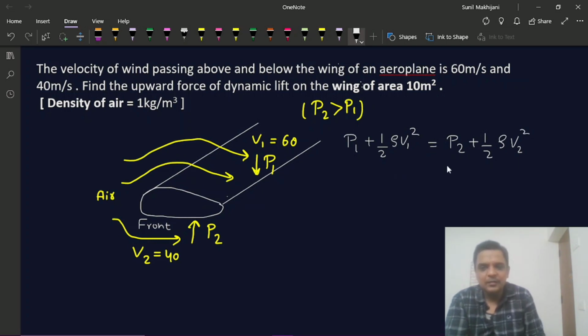Now, from this, as I said, P2 will be greater than P1. The side where velocity is less, that side pressure is always more. So from here we can adjust this way and write P2 minus P1 equals half rho times V1 square minus V2 square. This way we can arrange this equation.